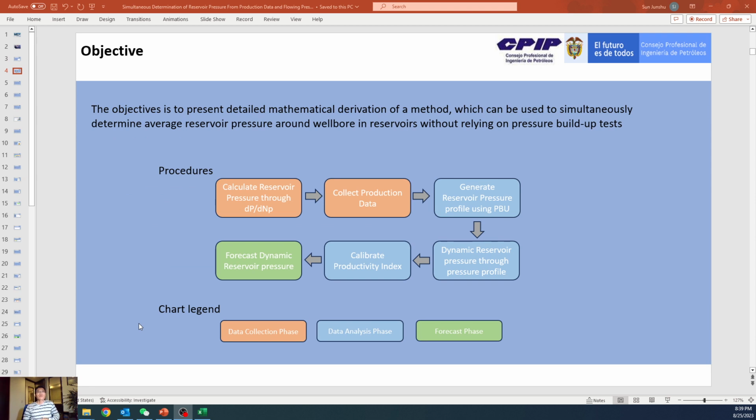The objective is to present a detailed mathematical evaluation of a method which can be used to simultaneously determine average reservoir pressure around a well in reservoirs without relying on pressure build-up tests.